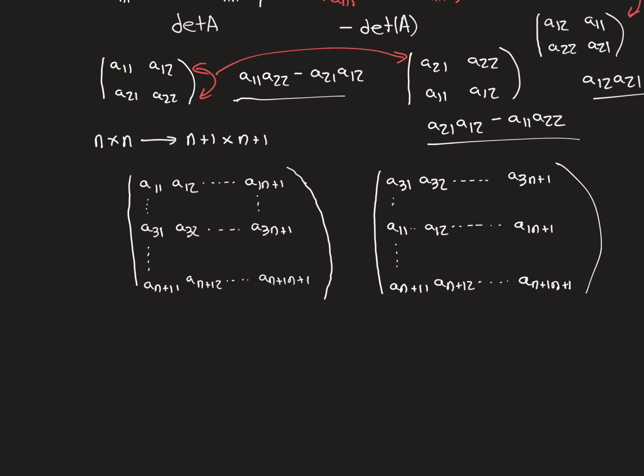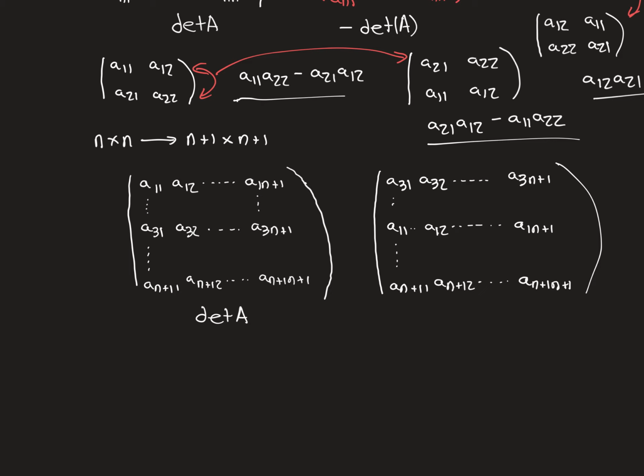Good. So I want to prove to you that this thing's determinant is going to be minus the determinant of this. So again, we'll call the determinant of this det A, and we want to prove that this thing's determinant is negative. What we are allowed to assume is that the theorem was true for n by n matrices, i.e. that if you have an n by n matrix and you switch two rows in it, the determinant will be the negative of the original determinant.